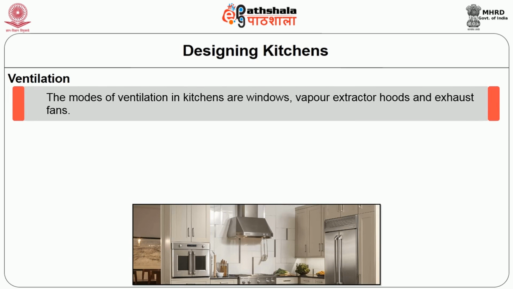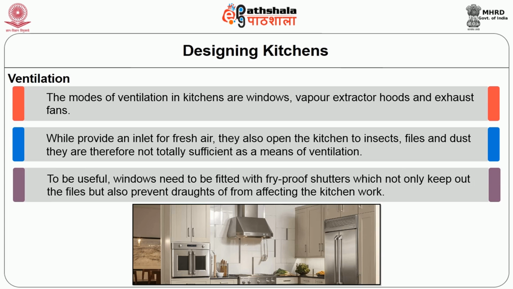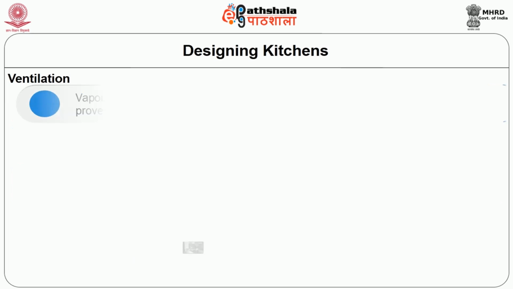The modes of ventilation in the kitchen are windows, vapor extractor hoods and exhaust fans. While providing inlets for fresh air, windows also open the kitchen to insects, flies and dust and are therefore not sufficient as a means of ventilation. To be useful, windows need to be fitted with fly-proof shutters which not only keep out the flies but also prevent draught from affecting the kitchen work.